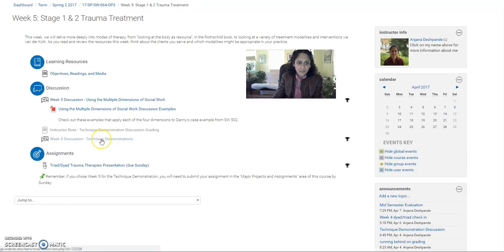Okay, and then we have technique demonstrations. Just want to let you know that if you are posting a technique demonstration, please post it in 2 places. You have to post it under major assignment section so that I can see it and grade it. And then you also have to post it where your peers can see it. The reason there are 2 different postings is you will be graded separately from your peers who are just responding to your presentation. Okay, so you have to post it in 2 places.